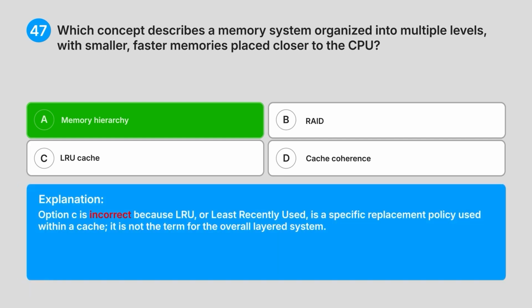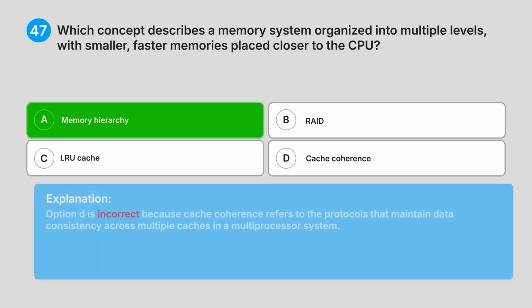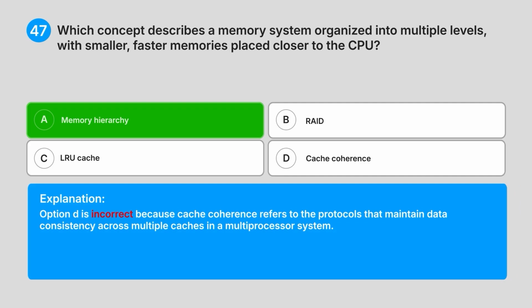Option C is incorrect because LRU, or least recently used, is a specific replacement policy used within a cache. It is not the term for the overall layered system. Option D is incorrect because cache coherence refers to the protocols that maintain data consistency across multiple caches in a multiprocessor system.